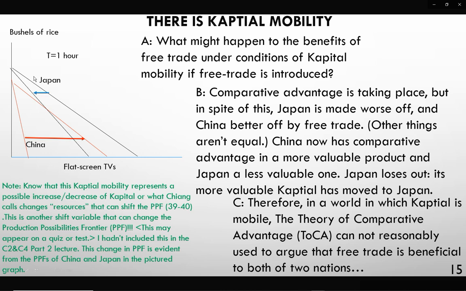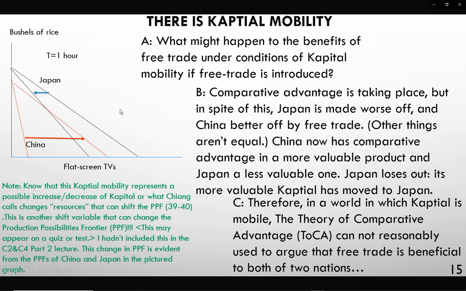Okay, so these are all production possibility frontiers in these absolute and comparative advantage examples. So notice how the production possibility frontier of Japan changes as capital leaves Japan, it decreases and enters China, drawn by cheaper labor and or environmental standards, increasing China's ability to produce flat screen TVs versus rice. So Japan can now produce fewer flat screen TVs versus bushels of rice, and China can now produce more flat screen TVs versus bushels of rice.